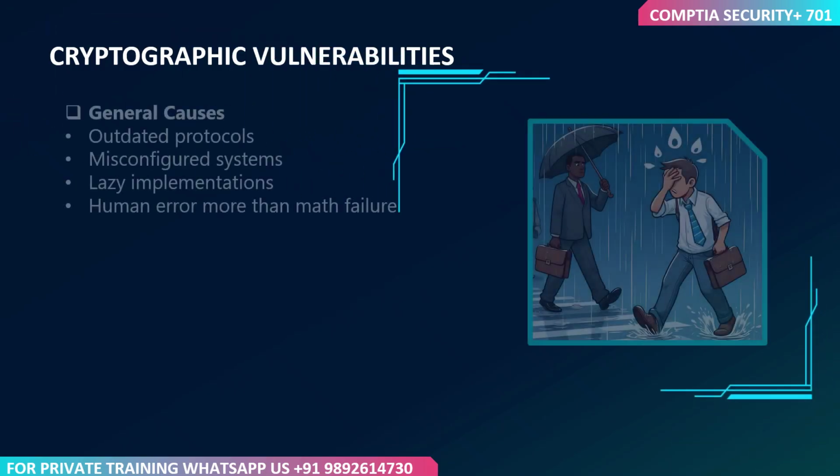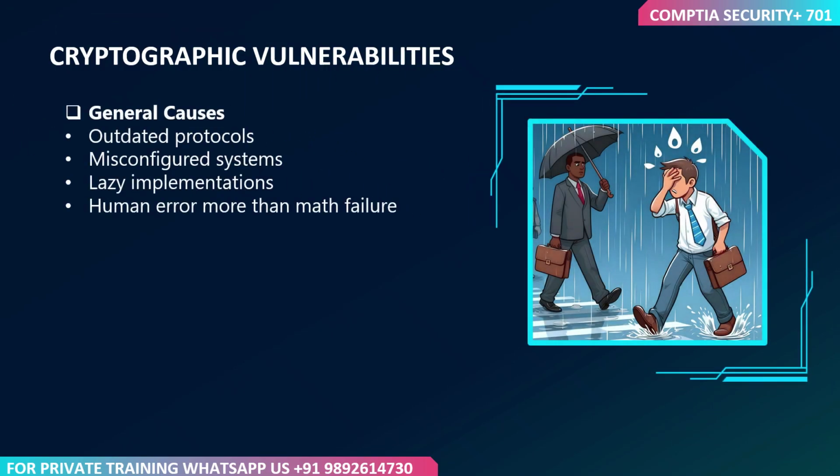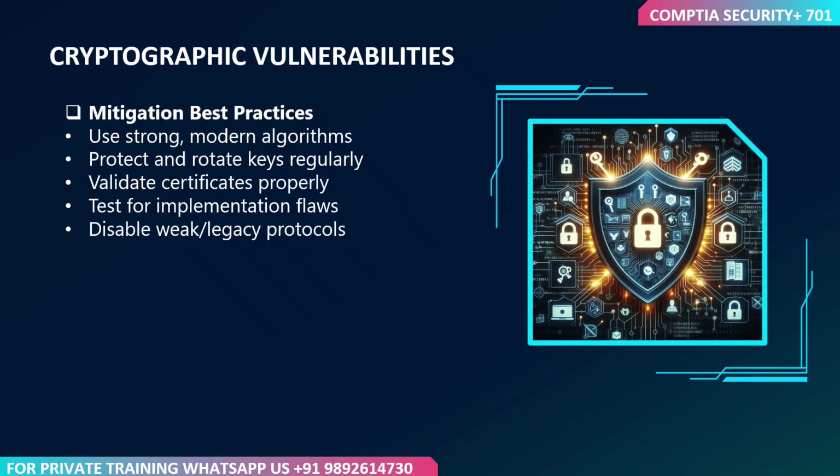The bottom line is this: cryptography doesn't fail because the maths is wrong. It fails because humans make mistakes by using outdated protocols, coding things poorly, mismanaging keys, or taking shortcuts. And attackers are always looking for those mistakes. To reduce this risk, organizations need to follow best practices, use modern encryption standards, rotate and protect keys properly, validate certificates, and regularly test their systems for implementation flaws. And it's not just about picking the right algorithm, it's about doing everything around it correctly too.